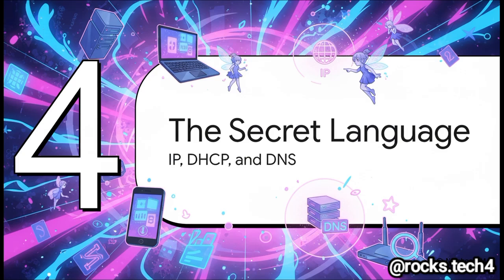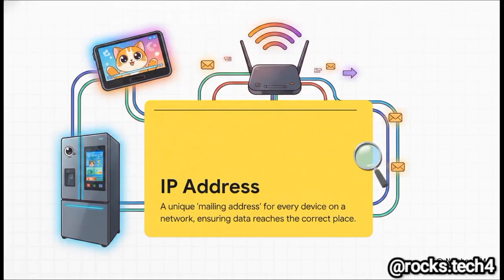So we've covered the physical connections and the hardware that directs traffic. Now let's dive into the invisible magic, the secret language that allows all these devices to actually understand one another. And it all starts with the IP address. Every single device on a network, everything from your phone to your smart TV, has to have one. Think of it exactly like a unique mailing address for a house. Without it, the router would have no idea where to send that YouTube video you just clicked on.